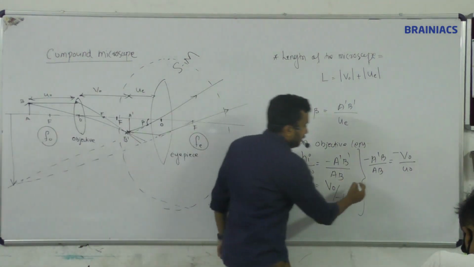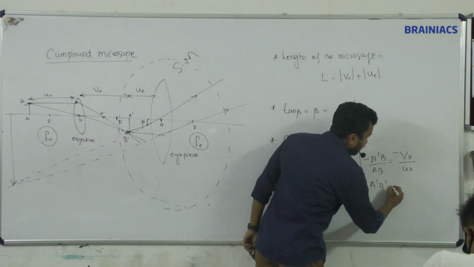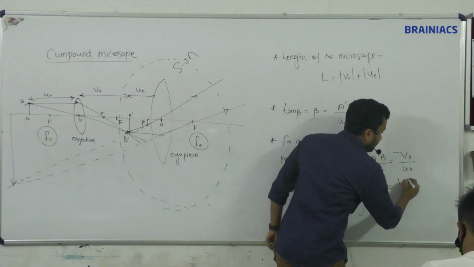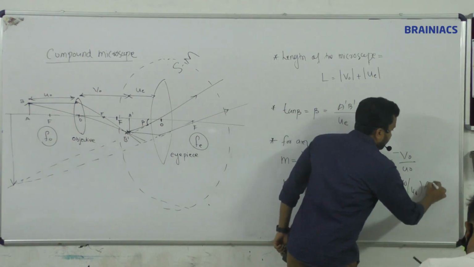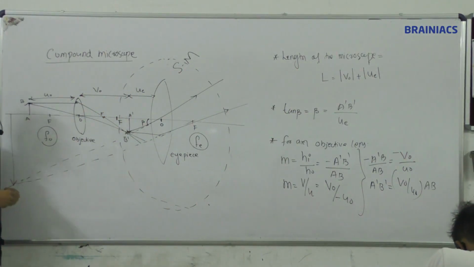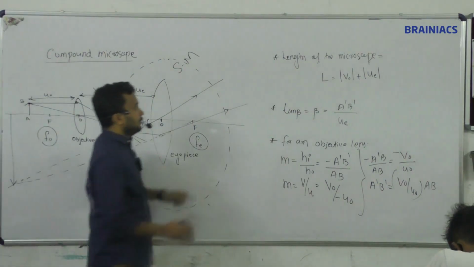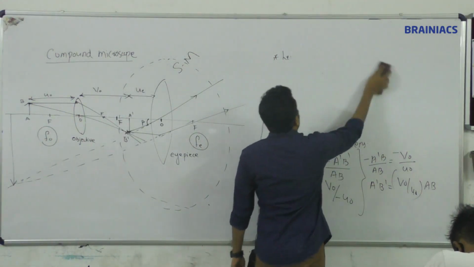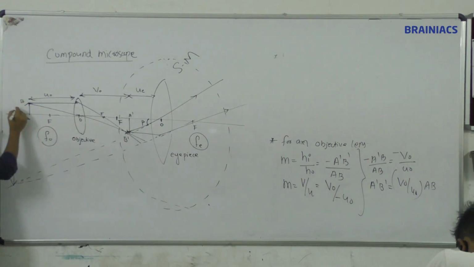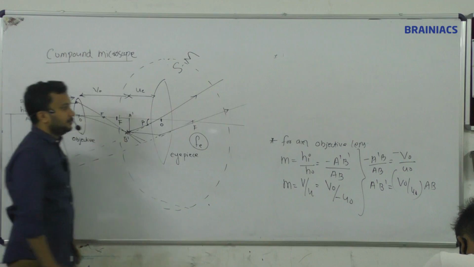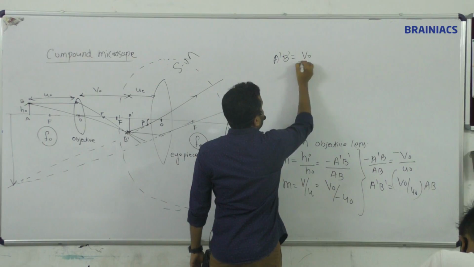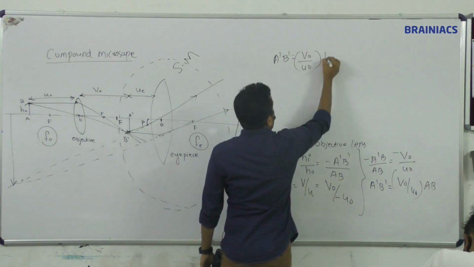Okay. So I'm writing minus cancel. A dash B dash is equal to what? V naught by U naught into AB. Okay. Balance I'm writing on top of this one. V naught by U naught into. What is called AB? AB is the height of object. So we are replacing A dash B dash is equal to V0 by U0 into height of object.